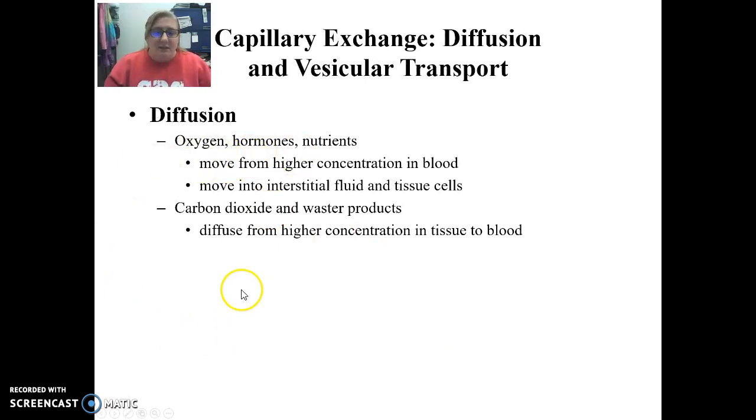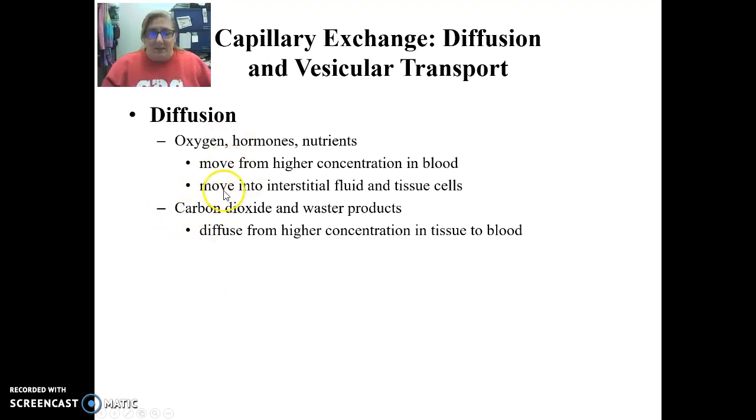So let's look at diffusion. What type of molecules can move through diffusion? Oxygen, small nonpolar hormones, nutrients. So these hormones would be things like estrogens or testosterones that can move from higher to lower concentration directly down the concentration gradient right into the cell.